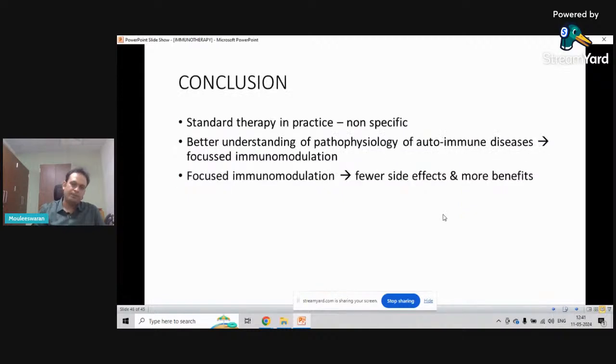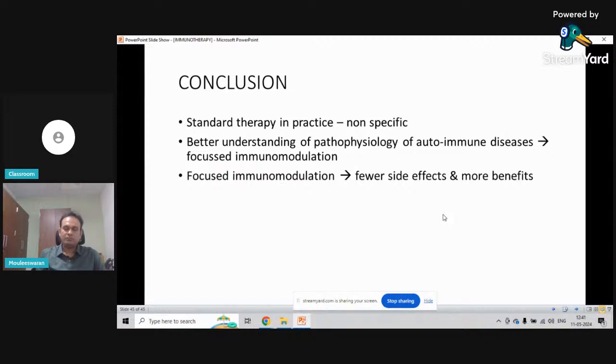So to conclude, there is no standardization of a specific therapy yet, but a better understanding of the pathophysiology of autoimmune diseases can result in the development of a focused immunomodulatory technique with more benefits and fewer side effects. Thank you.